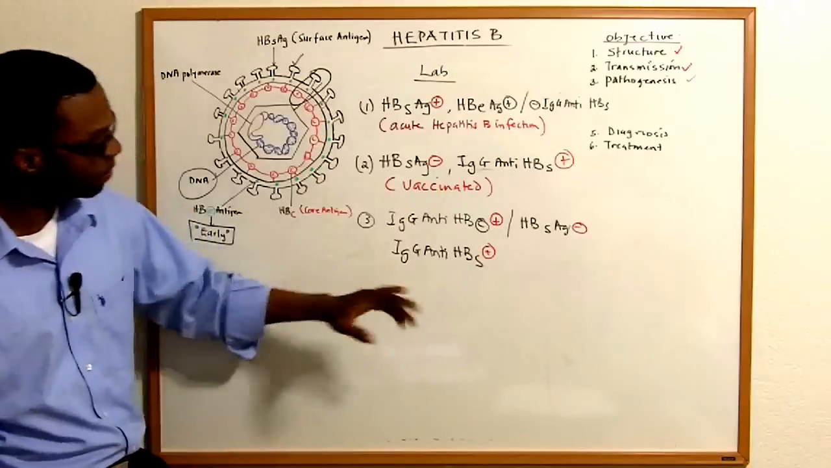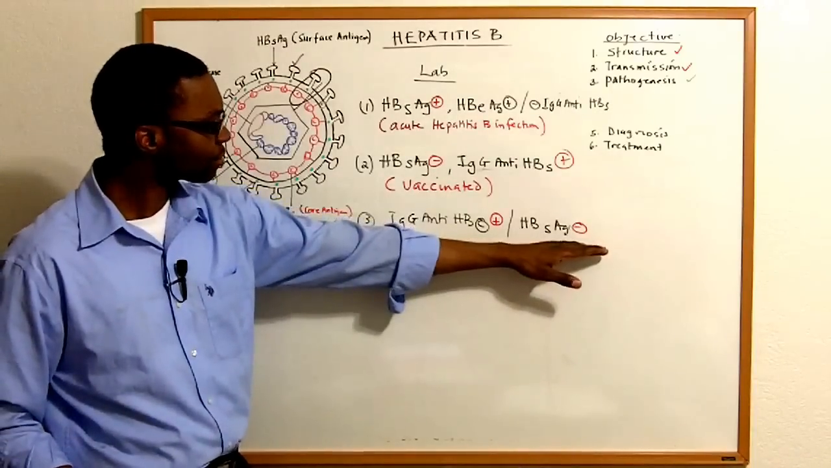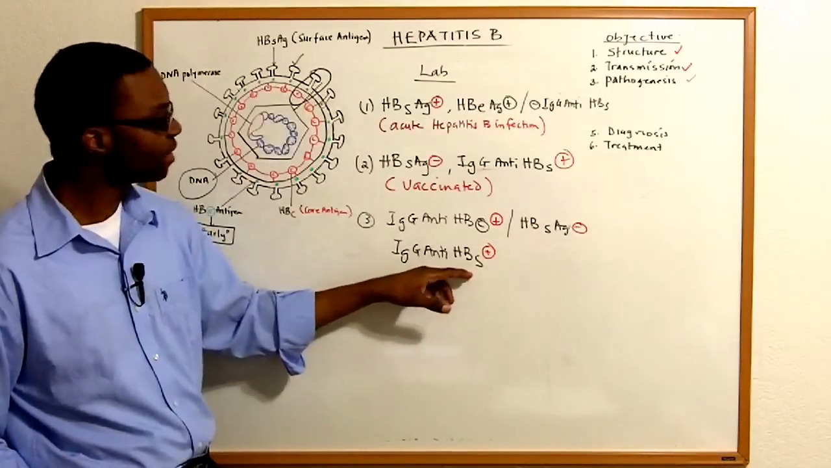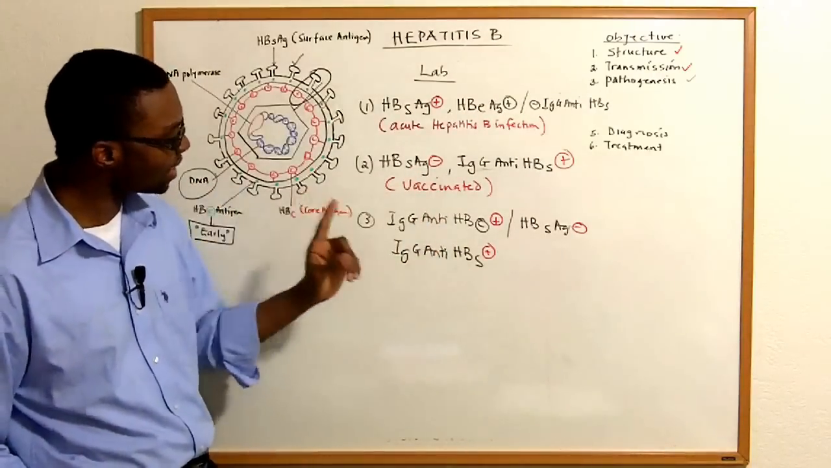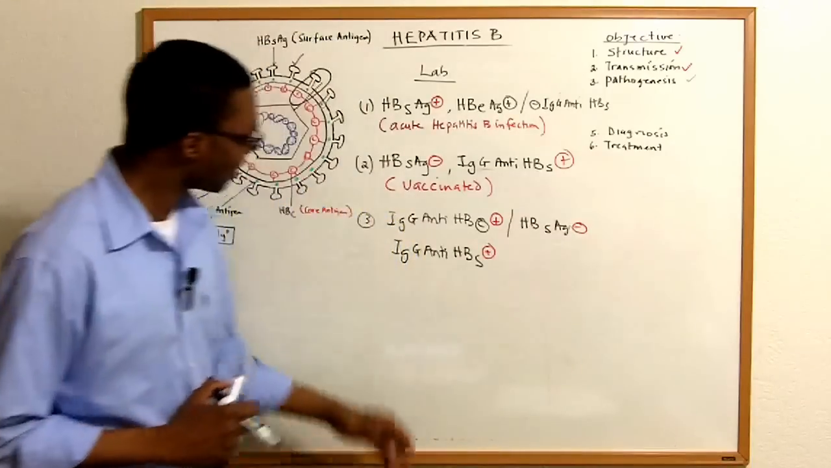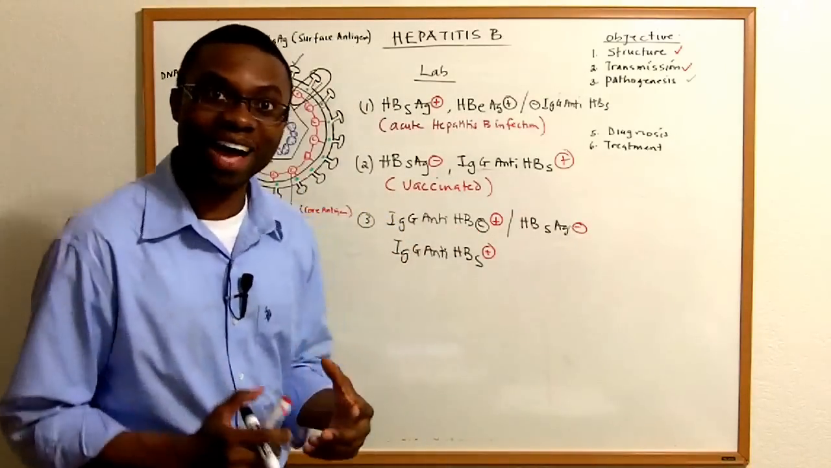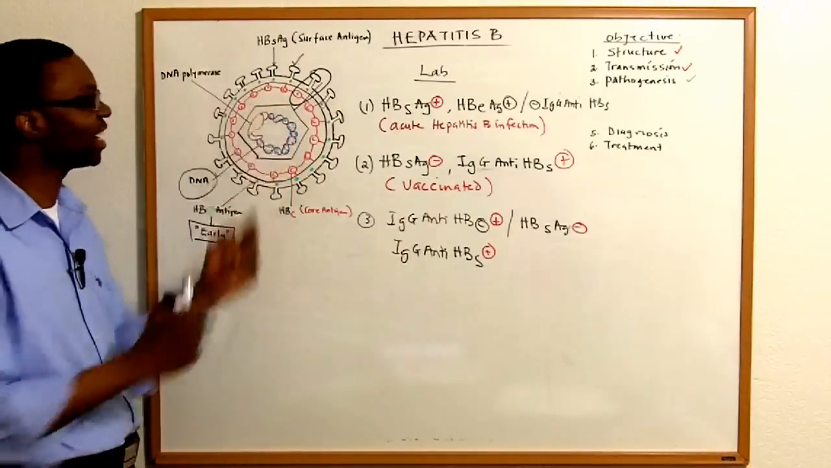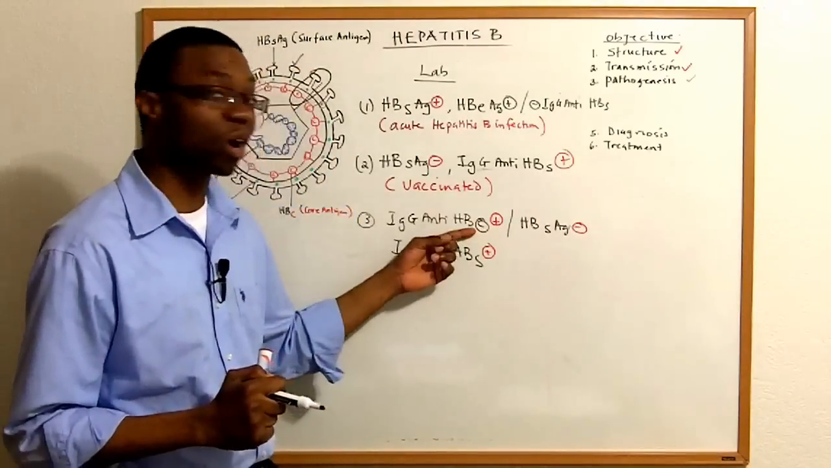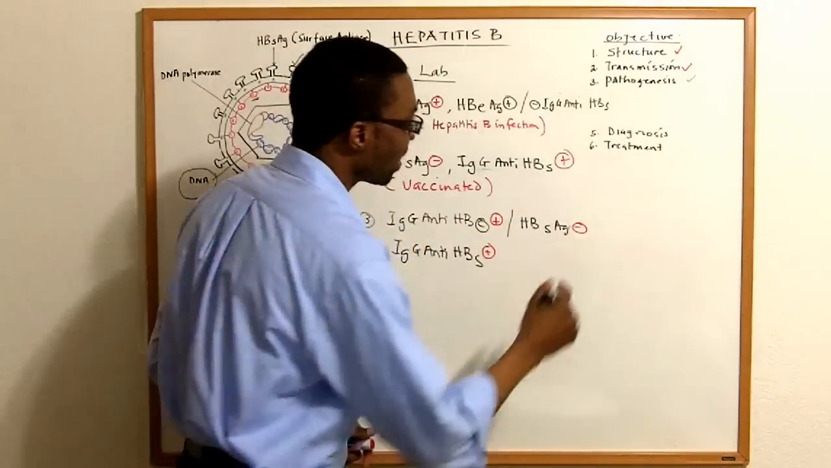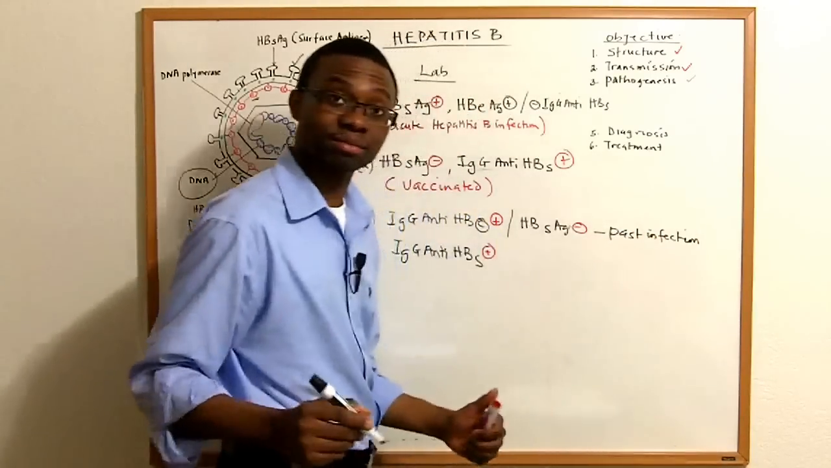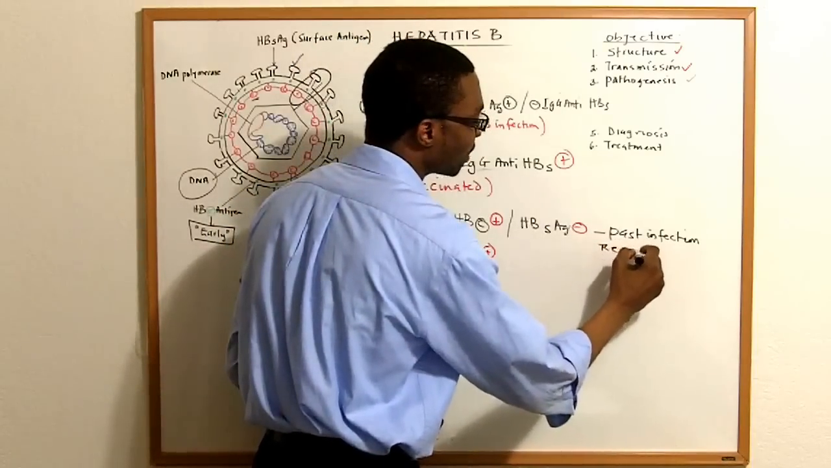Think about it. Let's see. They have a negative antigen. They also have a positive antibody against the surface antigen. Almost looks like the guy that was vaccinated, but something is interesting. Where did the core come from? Wait a minute. The only way you can get the core of the virus in your body is by getting the infection. See that? The core is inside the virus. So you can only make an antibody against the core if you got infected. This was a patient that had a past infection of hepatitis B, and they recovered.